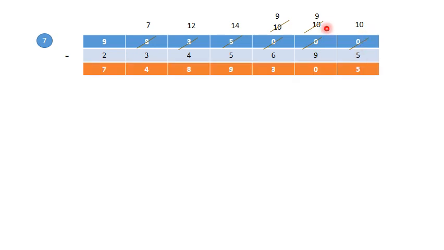9 minus 9 become here 0. Yes, 9 minus 6, student. What is 9 minus 6? 3. 14 minus 5, 9. 12 minus 4, 8. 7 minus 3, 4. What is 9 minus 2? 7. Yes student, let's do the 8th one.